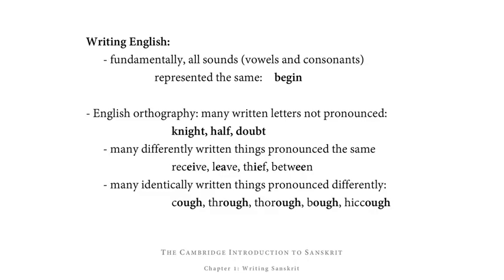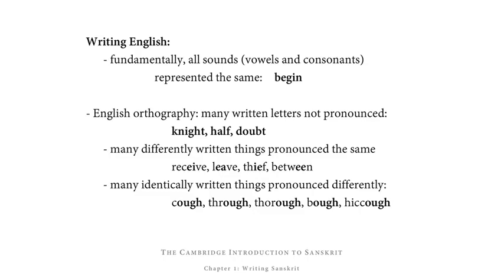When we look at how English is written, we can see that fundamentally all sounds, i.e. all vowels and all consonants, are represented in the same way. So, for example, in a word such as begin, the sounds b, g, i, and n are each represented by a full letter. However, in English orthography, many letters that are written are not pronounced. So, for example, in night, half, or doubt, there's a variety of letters that you find in the writing, so the K, G, H, L, B, and so on, that are not pronounced.